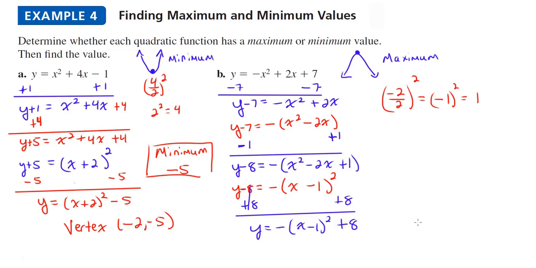So now our vertex is at the point, remember, opposite of this number, so positive 1, comma, positive 8. Since our a value is negative, the parabola is opening downward. That makes our vertex the maximum value. So the y value here is 8. So the maximum value for this quadratic function is 8.